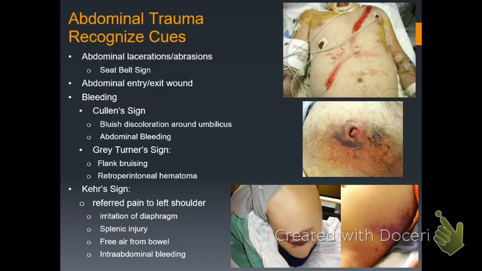If the patient also has pain in the left shoulder, that could be diaphragm injury or bleeding in the abdomen that's displacing the diaphragm. So if you see Kehr's sign, which is pain in the left shoulder, they're not always having a heart attack. Sometimes there's something going on with the diaphragm. But if you see any of these signs of bleeding, those would be worrisome.